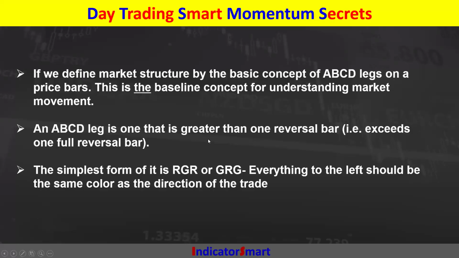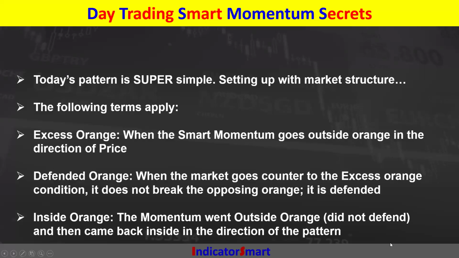You generally want it to be bigger than one reversal bar, and we're going to see that on a chart here in just a minute. The simplest form of it is just simply red, green, red, or green, red, green on the bars. You couldn't get any simpler than that, but it needs to go out to a new high or low in the process, and preferably more than just a reversal bar. Everything to the left should be the same color as the direction of your trade, and I'll probably also cover that when we go look at the chart.